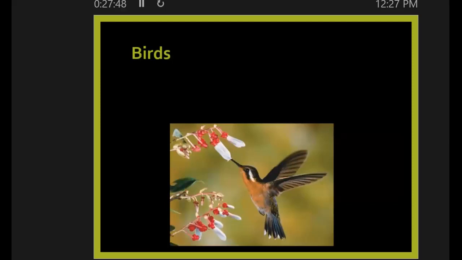Okay, and then birds, of course, birds play a role in pollination for sure. And you need to look at their beak design and think about that with regard to what flowers they might want to visit that would make them successful.